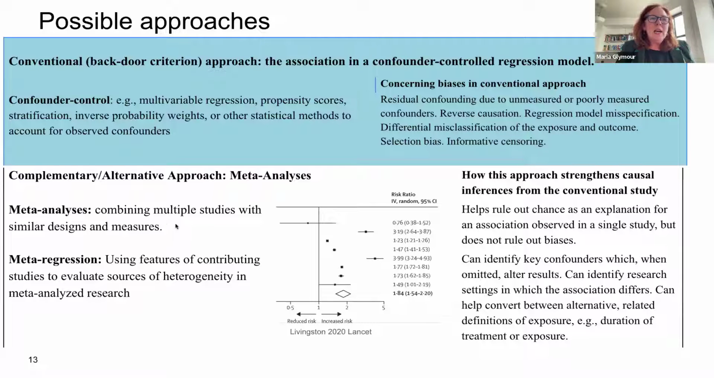As I mentioned, there's meta-analysis, where you combine multiple studies with similar designs. I think a variation on meta-analysis that is actually much more useful is meta-regression, where you use features of the contributing studies to evaluate sources of heterogeneity in the meta-analyzed estimate. The meta-analysis helps rule out chance, but it can't rule out biases. In fact, you're taught with meta-analyses to try to find very similar studies to meta-analyze, and so clearly they're going to have similar biases. Meta-regression, I think, really can help us understand which types of assumptions are key to driving patterns of exposure.